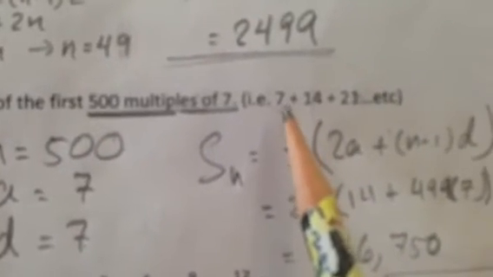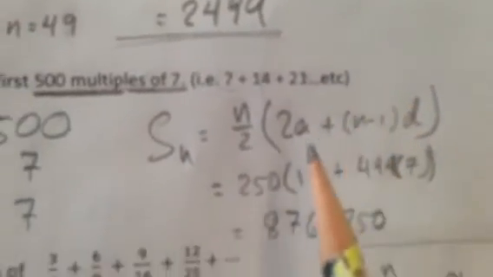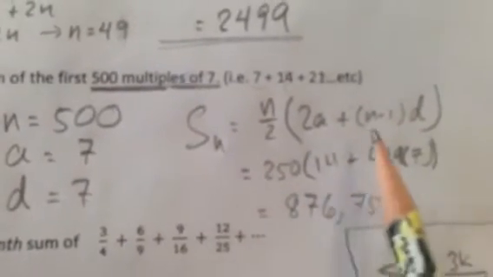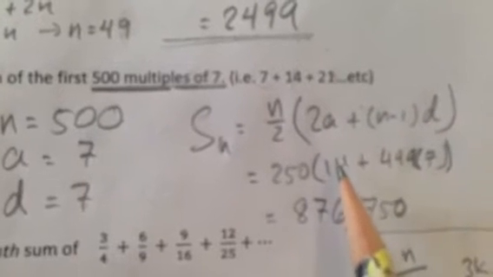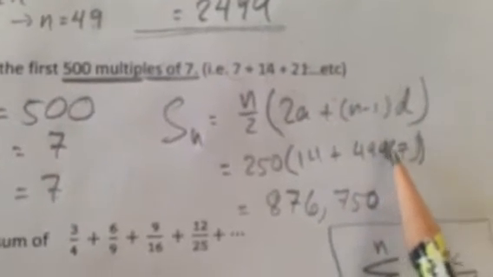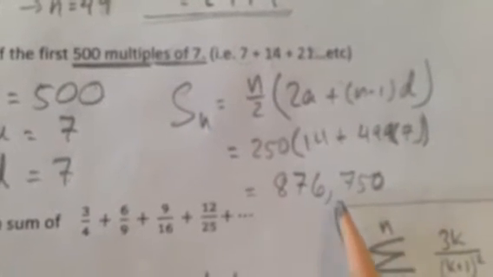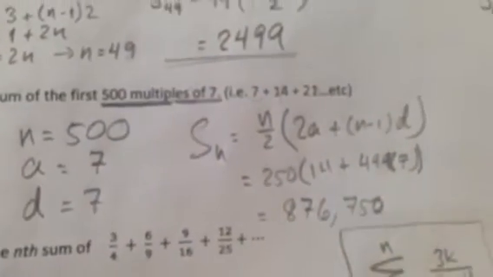So multiples of 7 mean 7 plus 14 plus 21 plus 28, etc. So I can just use this formula right here that's got all of that stuff in it. And so n over 2 is 250. 2 times a is 14. N minus 1 means 499. And then d is 7 times 7. I work all of that stuff out, I get 876,750 as the sum of the first 500 multiples of 7.